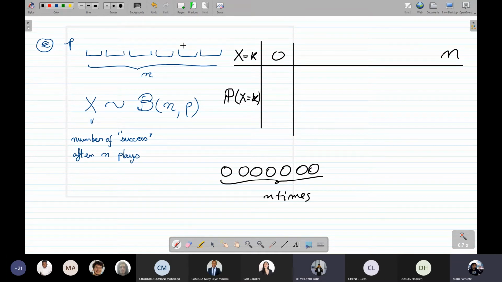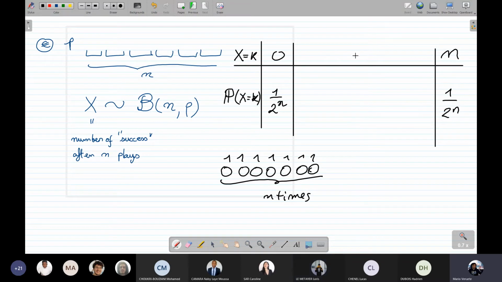For now, I assume that the coin is just equilibrated, so p equals 1/2. So if I assume that, I get 1/2 power n. And it is the same if I ask for n. Why? Because if I get n, that means that I have 1, 1, 1, 1, 1, 1, and there's just one possibility for constructing such a word with only ones among 2 power n.